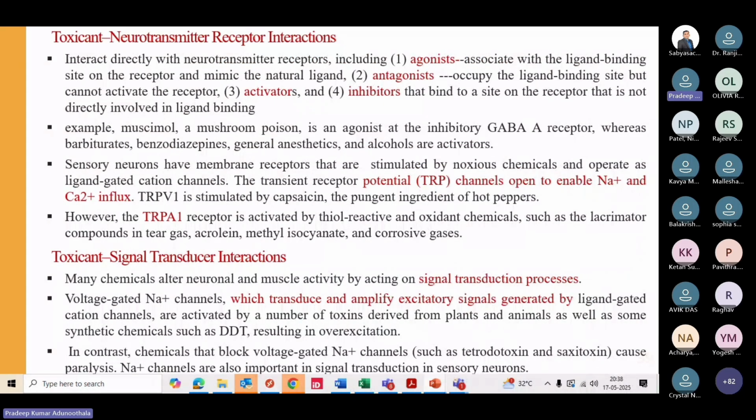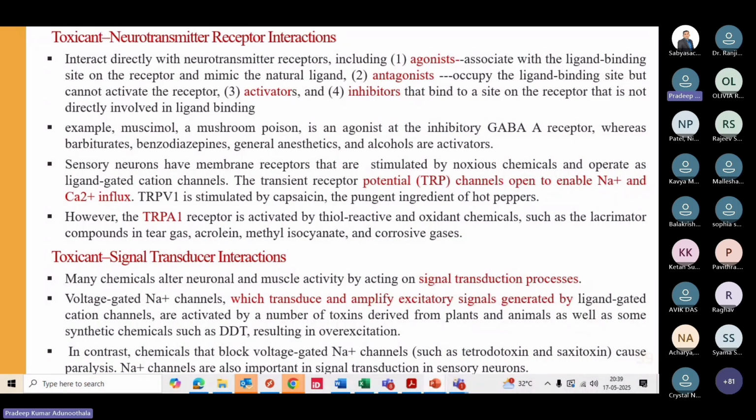Then, toxicant neurotransmitter receptor interaction. Generally, the toxicant comes and binds to the neurotransmitter receptor rather than the ligand or the drug, and shows its effect. There are different types in this as well. Agonists associate with the ligand binding site on the receptor and mimic the natural ligand. The chemical mimics the natural ligand, comes and binds to the receptor. Those are called agonists. And antagonists come and bind to the receptor and show the opposite effect. They do not activate the receptor, so there won't be any further process down the line.